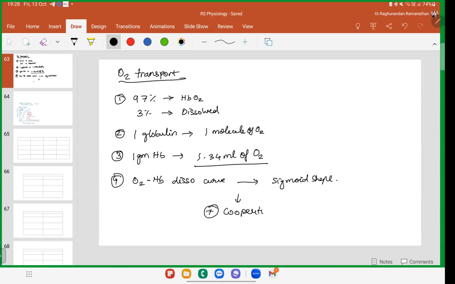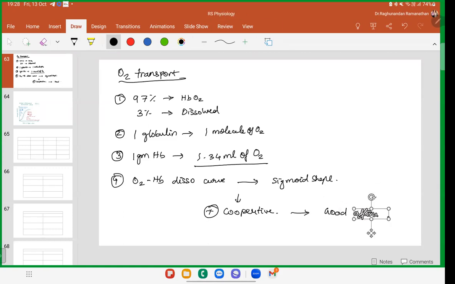What is this positive cooperativity? We have given it in your book. Positive cooperativity means it is going to have a very good oxygen affinity, a high oxygen affinity. We are just representing it as positive cooperativity. So that is going to be having a good affinity.